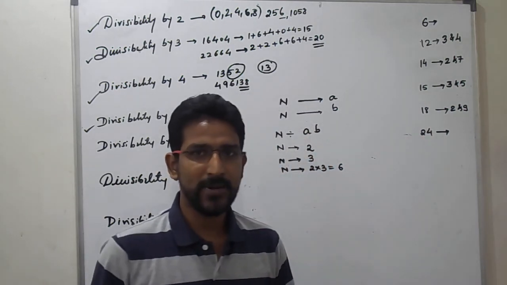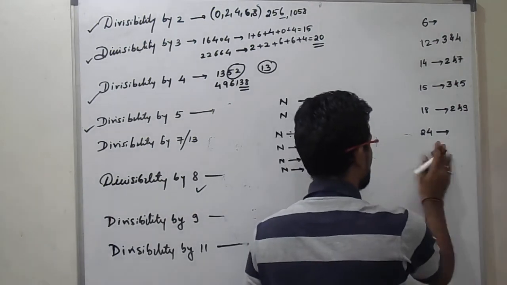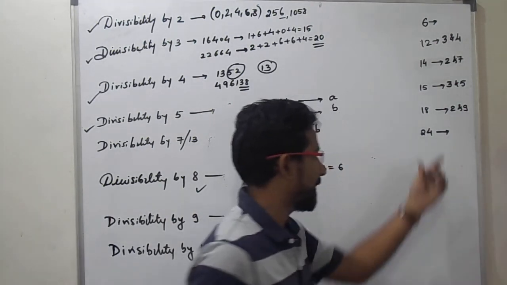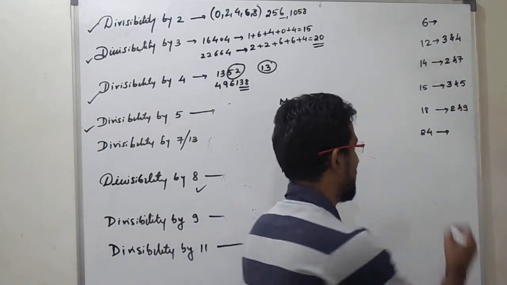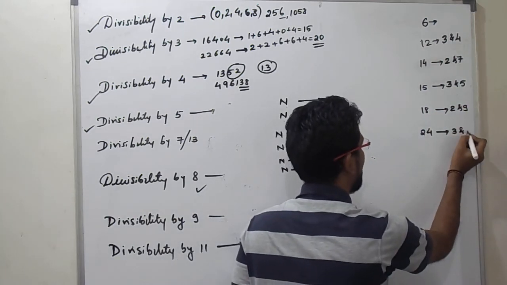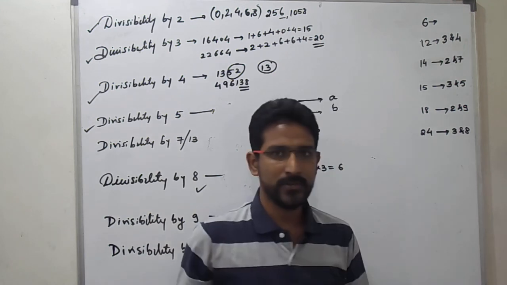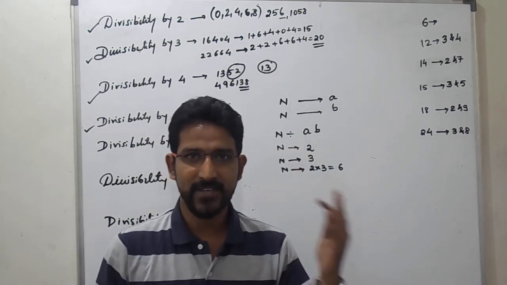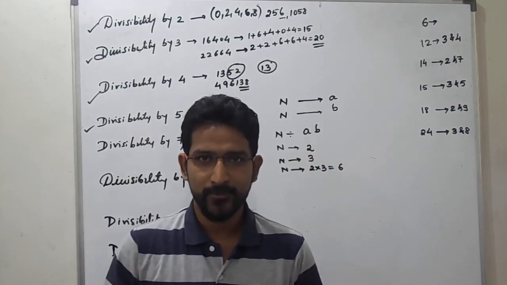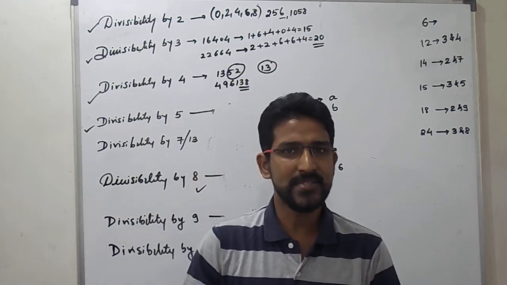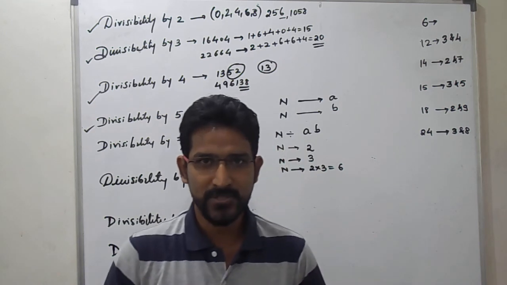24. For 24, which two numbers are you going to take? 6 into 4 are not co-prime numbers, so it will be 3 and 8. 3 into 8 is 24. So if the number is divisible by 3 as well as 8, then the whole number will also be divisible by 24. So these are the certain divisibility tests that you can use in your examination.